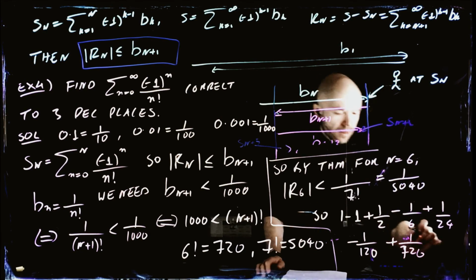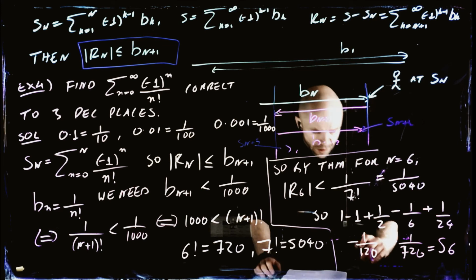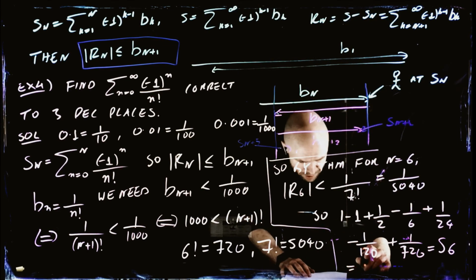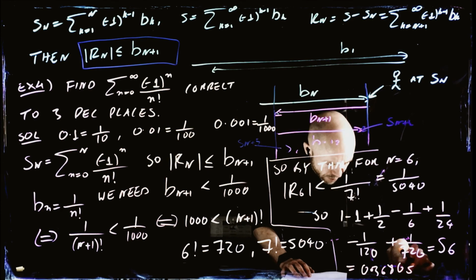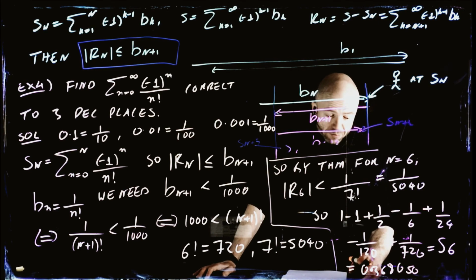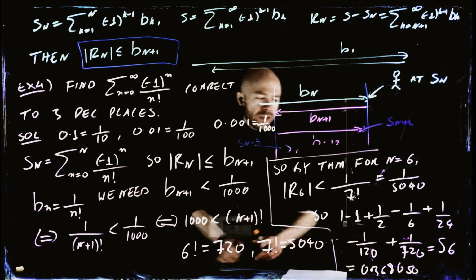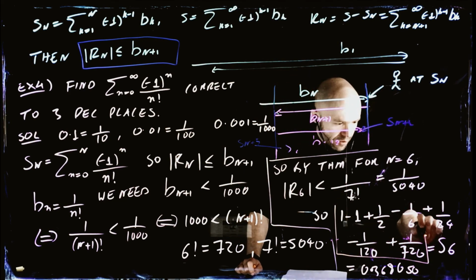This thing is our answer. This is S6. This is our answer within 1 over 1,000, and this thing is actually 0.36805. So the actual answer is 0.36 something within 1 over 1,000 of this. Cool. Which is incredibly good precision, right? So this is not trivial, but you can do this. You can add up these numbers here to form S6.